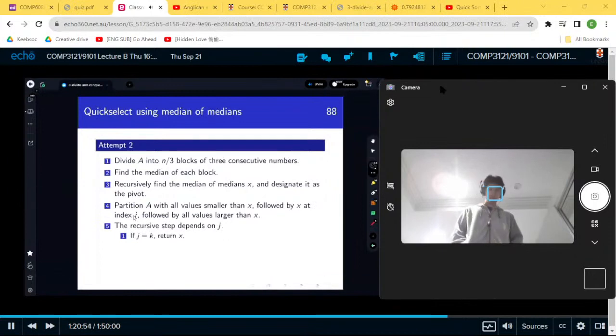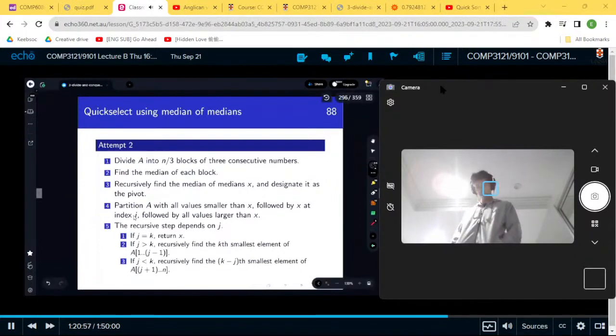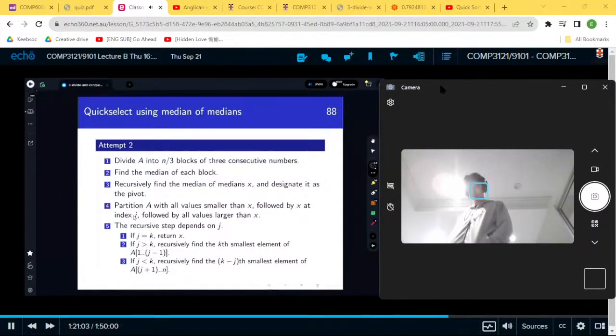And now, to solve quick select, we again have these 3 cases. Either k is equal to j, in which case we just return the pivot, or k is smaller than j, in which case we look at the left side of the array, or k is larger than j, in which case we look into the right side of the array.